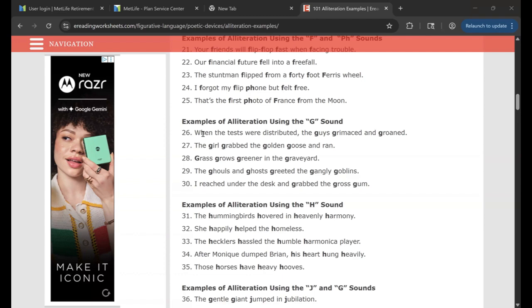The girl grabbed the golden goose and ran. That's good. Grass grows greener in the graveyard.